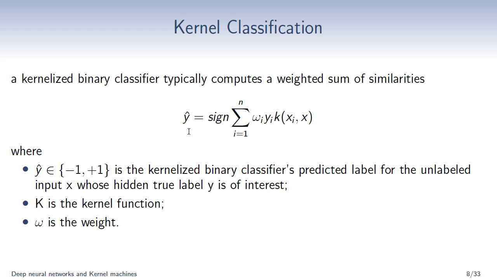Speaking of kernel machines, a kernel machine can do classification and regression too. Here, I list a binary classification kernel machine. In this machine, you can see K(x, xi) is the kernel, omega i is the weight, and y is the binary data.